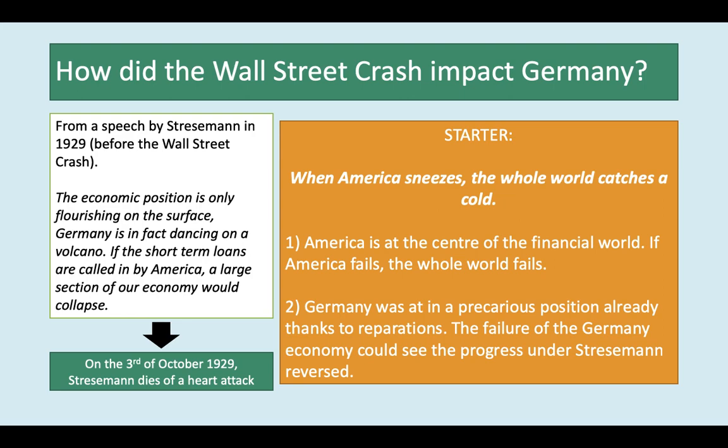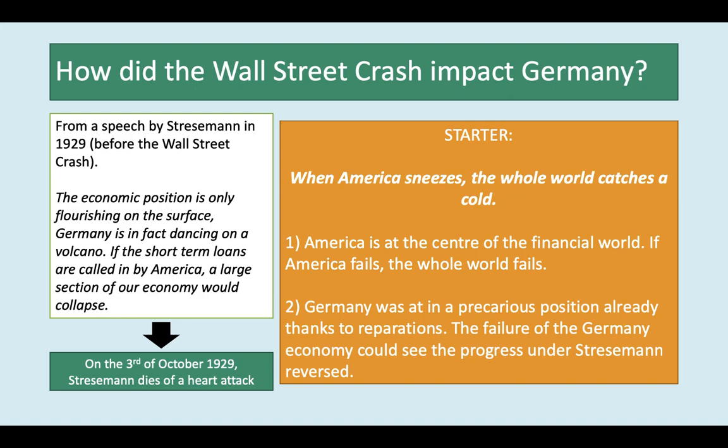And we'd already seen that Germany was aware of this. We'd seen this Stresemann speech that he gave in 1929, before the Wall Street crash. It says, the economic position is only flourishing on the surface. Germany is in fact dancing on a volcano. If the short-term loans are called in by America, a large section of our economy would collapse. So Stresemann had already foreseen this as a problem, and Germany wasn't in a completely stable place.